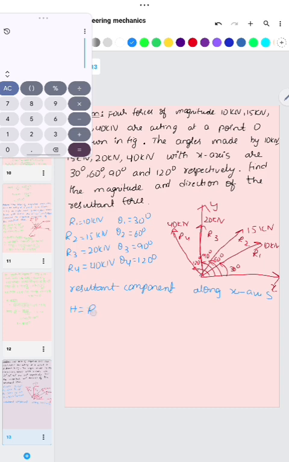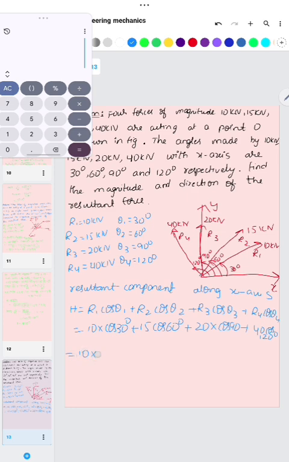H means horizontal force. R1 cos theta 1 plus R2 cos theta 2 plus R3 cos theta 3 plus R4 cos theta 4. So here R1 is given as 10 kN and cos 30 degrees, plus R2 is given as 15 kN and cos 60 degrees, plus R3 is given as 20 kN and angle is given as 90 degrees, plus R4 40 and angle is cos 120.